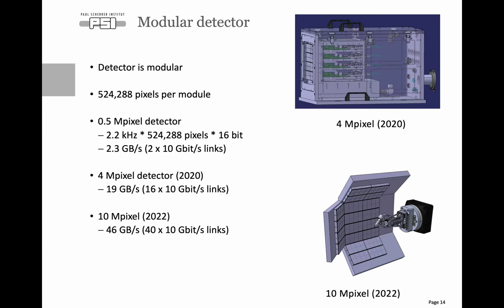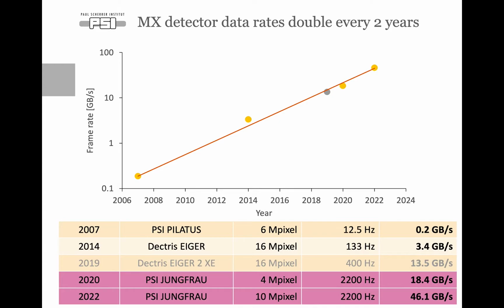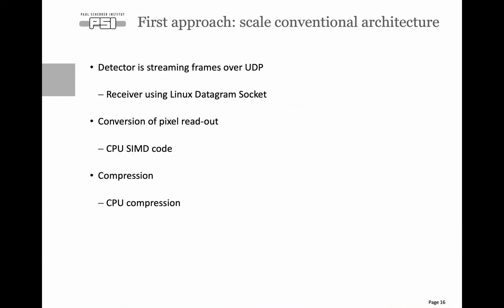Now, for practical use for macromolecular crystallography, we need larger detectors of size of 4 or 10 megapixels, which will produce 20 and 46 gigabytes per second respectively when operated at the full frame rate. These are very high data rates. And what we see as a trend, starting from the Pilatus detector that was installed in 2007, up to the Jungfrau that we plan to install next year, that will have 10 million pixels, we see that MX detector data rates double every 2 years. And this poses a challenge to handle this data now and in the future, where this trend continues.